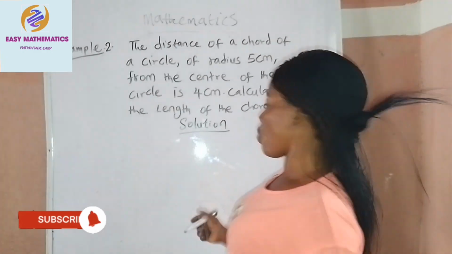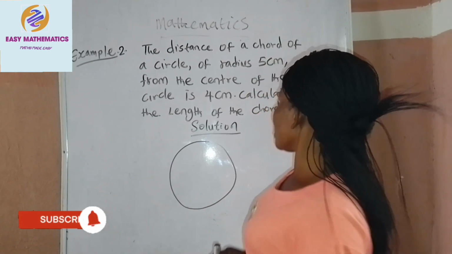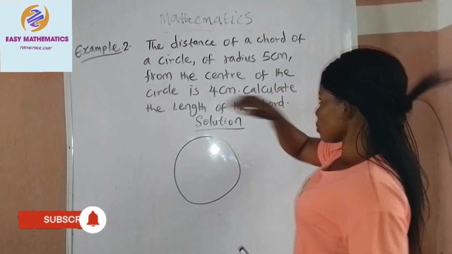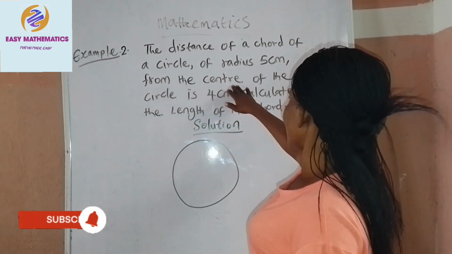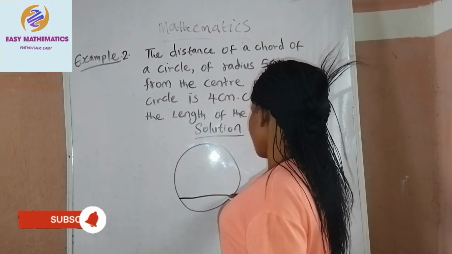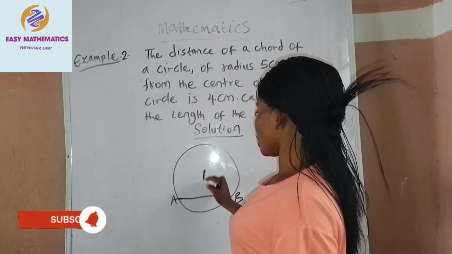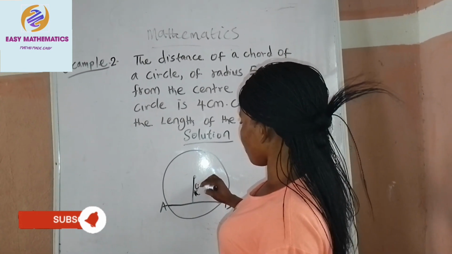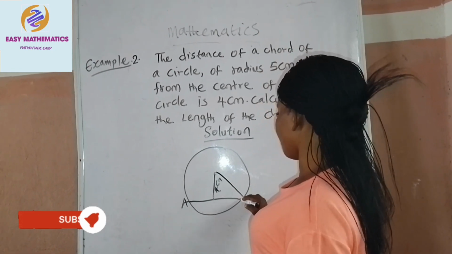Now we start. Remember, we always start with our circle, because what we are talking about here is a circle. The distance of a chord from the center of a circle of radius 5 cm is 4 cm. Now let's put our chord first. This is our chord AB. Now the distance from the center of the circle to the chord, we say it is 4 cm. So here is 4 cm. And then the radius is 5 cm.